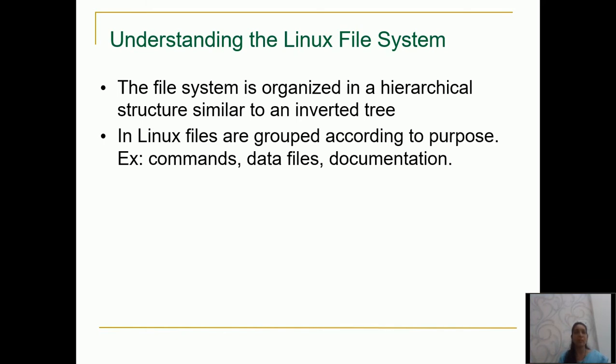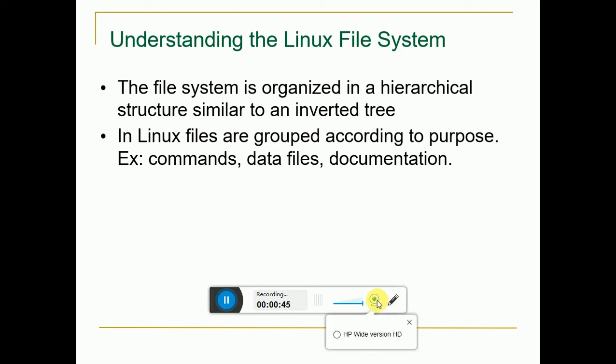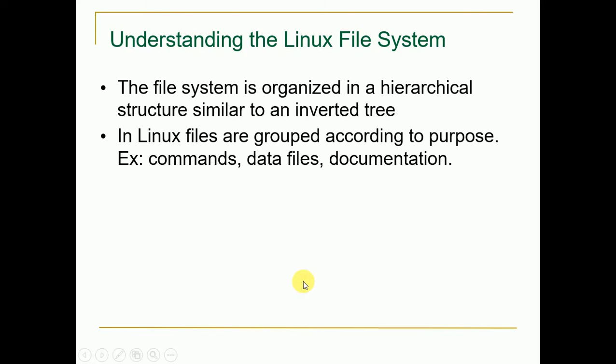In Linux, we can have regular files, directories, block device files, character device files, sockets, links. So all these different kinds of files are organized in a tree-like structure. In Linux, the files are grouped according to the purpose. For example, commands under one directory, device files under one directory, documentation under one directory.